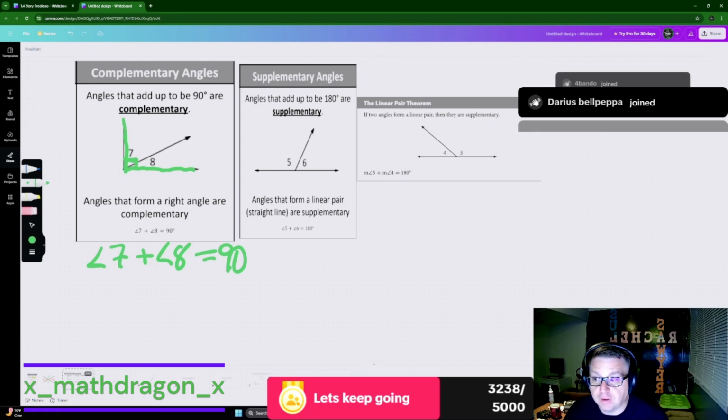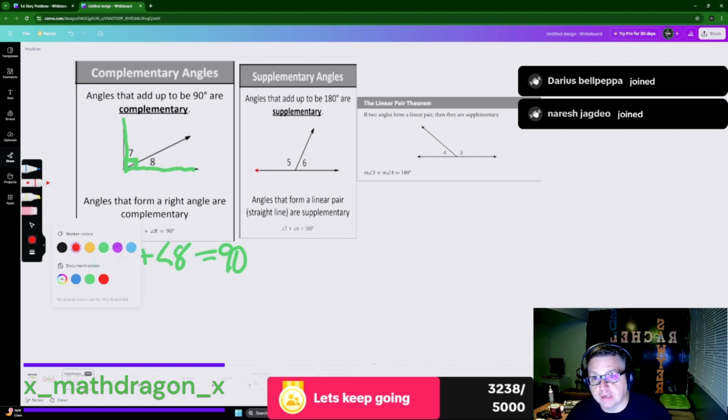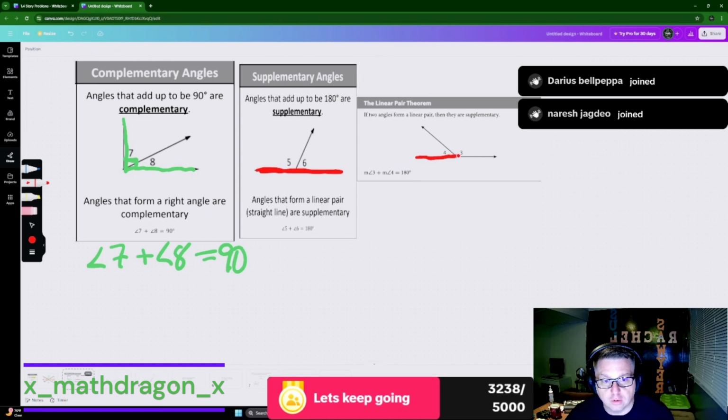They do not have to give you a picture. Same goes for when they are supplementary. Supplementary means that they form a straight line. Okay, two angles will form a straight line. So when we put angles together, like angle 5 and angle 6, they don't have to be equal to each other, but I do know angle 5 plus angle 6 is going to equal 180.